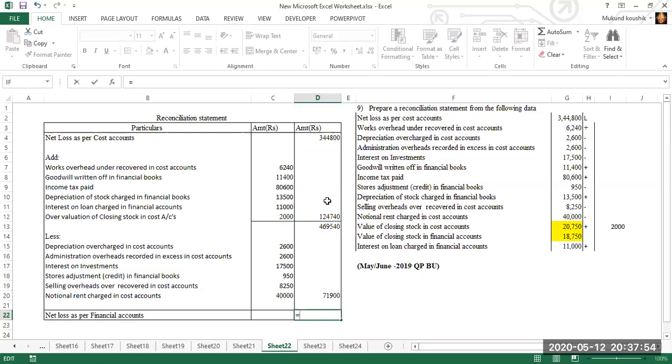Now we have started the problem with net loss as per cost accounts, which is 3,45,800, and all the items which generally we used to subtract we have added here, and what are all items generally we are supposed to add we have deducted in this problem. So in case of loss we have to just reverse the items, that's all.